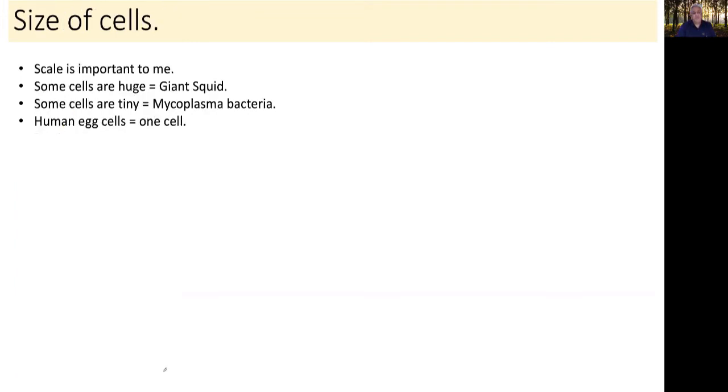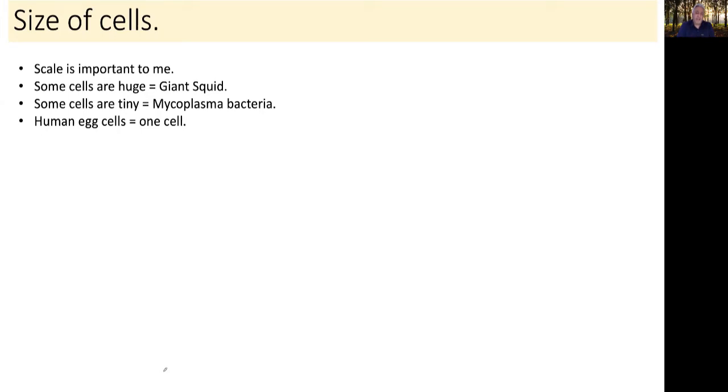Let's just apply that knowledge. So to me personally, understanding scale is very important. And by understanding scale, you can then put yourself in relative position with other objects. So scale means size.